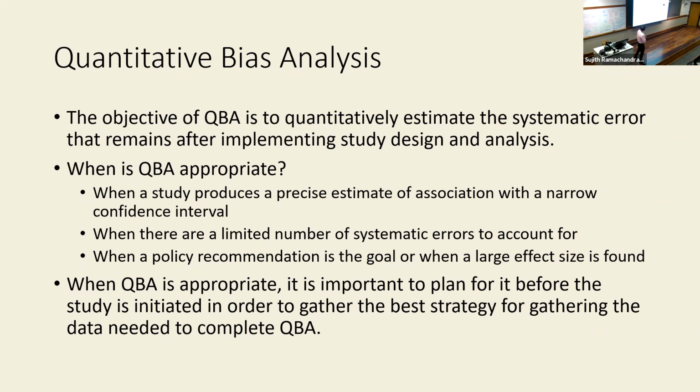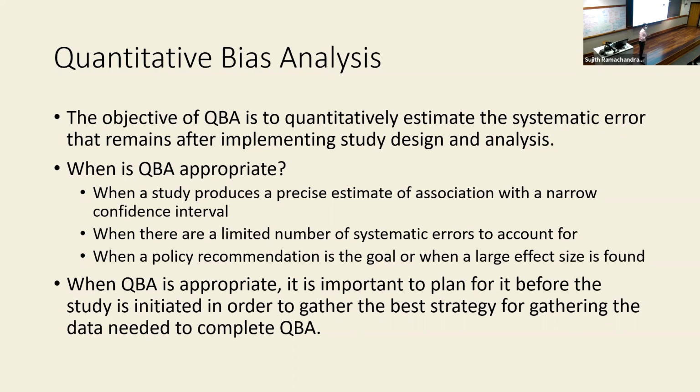Number one, when your study produces a really precise estimate of association with a narrow confidence interval. If your study does not produce a narrow confidence interval and your confidence interval is super wide, you should not consider QBA because you have too much random error going on to tackle systematic error. First, make sure your random error is accounted for with a narrow confidence interval, whether that means you change your analysis, increase your sample size, or whatever else you want to do. Make sure you get an estimate of association with a narrow confidence interval first before you consider QBA.